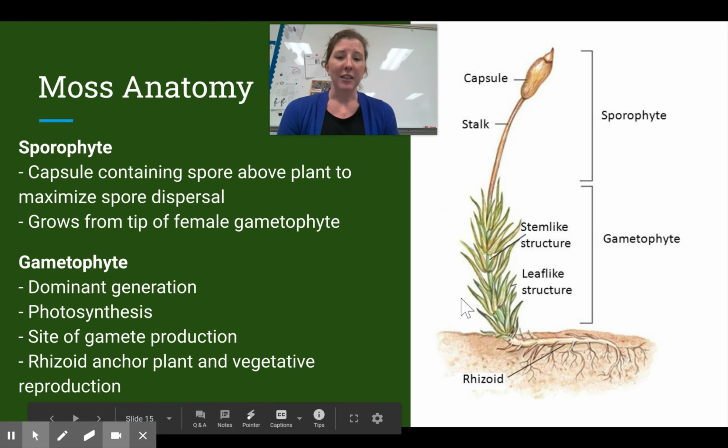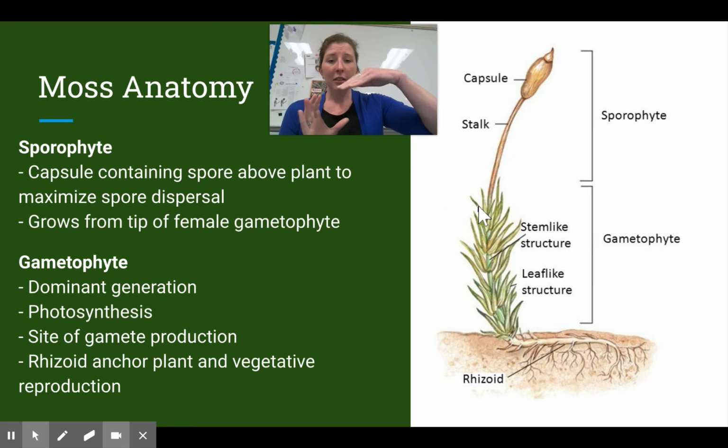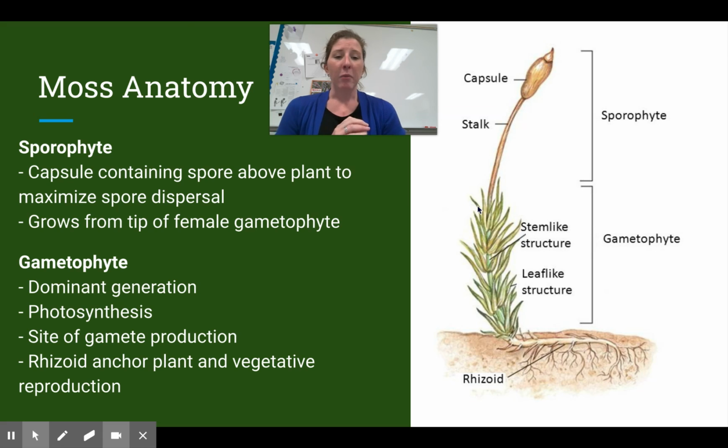And we say that the gametophyte is the dominant generation because that's the site of photosynthesis. It's also where we find the gamete-producing structures. In a moss, those are called antheridia and archegonia, and they're up here at the tip of the plant. And once the sperm swims to the archegonia, which is where the egg is found, fertilization occurs.